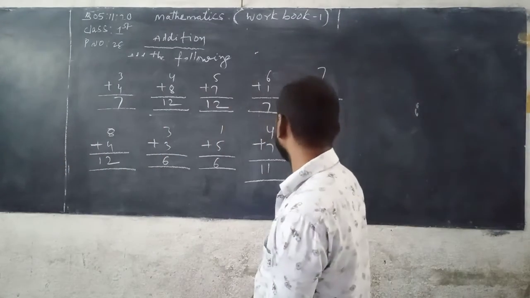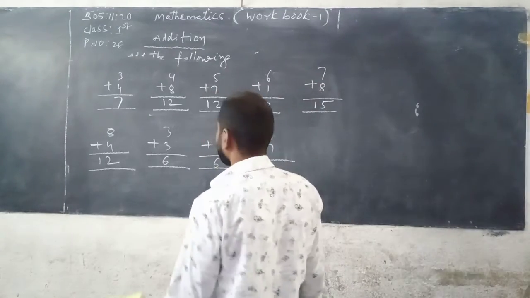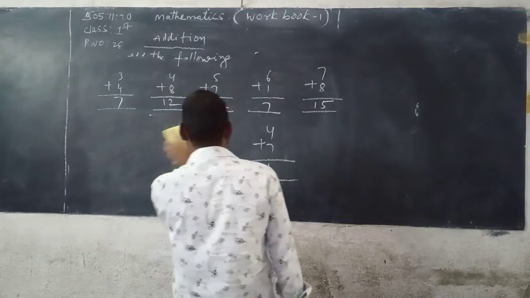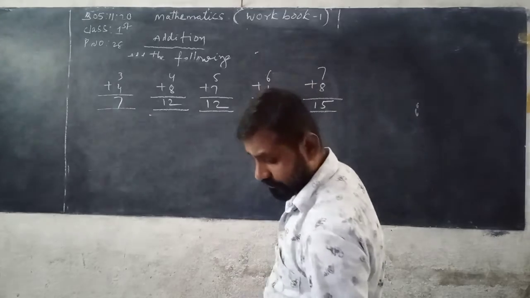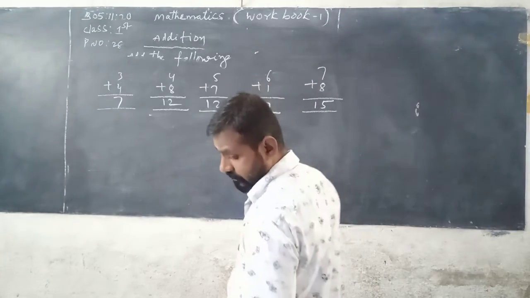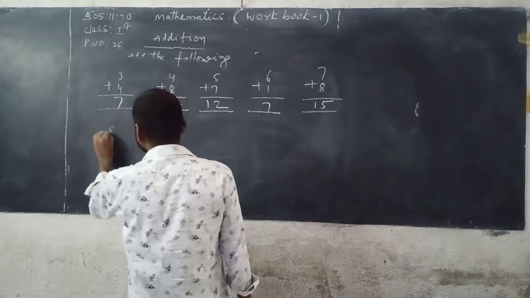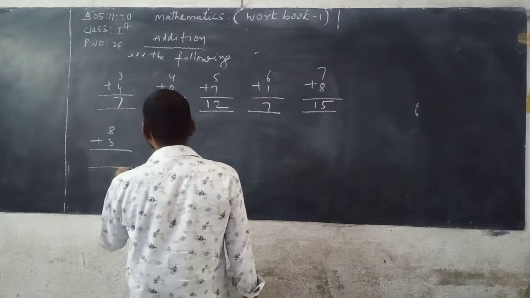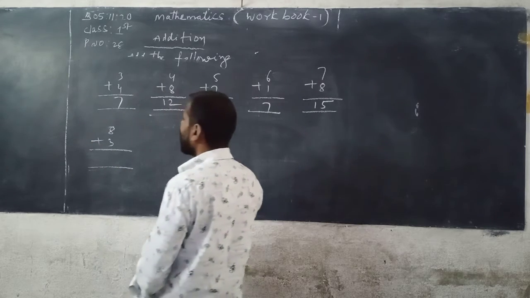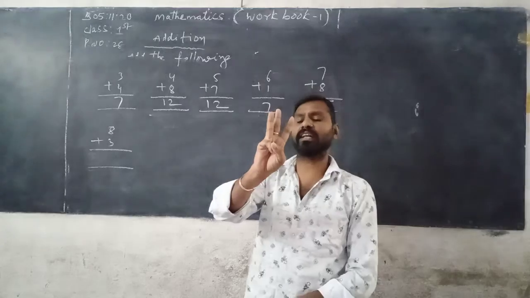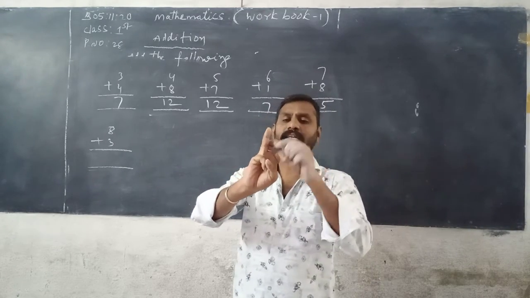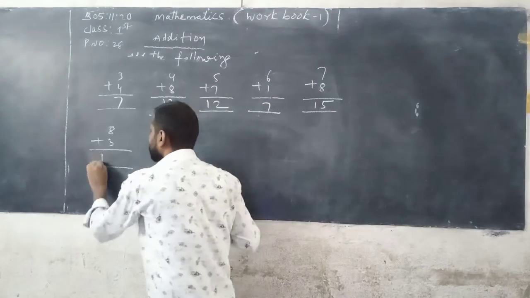Now next, 8 plus 3. Bigger number 8. Keep it in your mind and take 3 fingers in your hand. You can count 8, after that 9, 10, 11. That is the sum, 11.